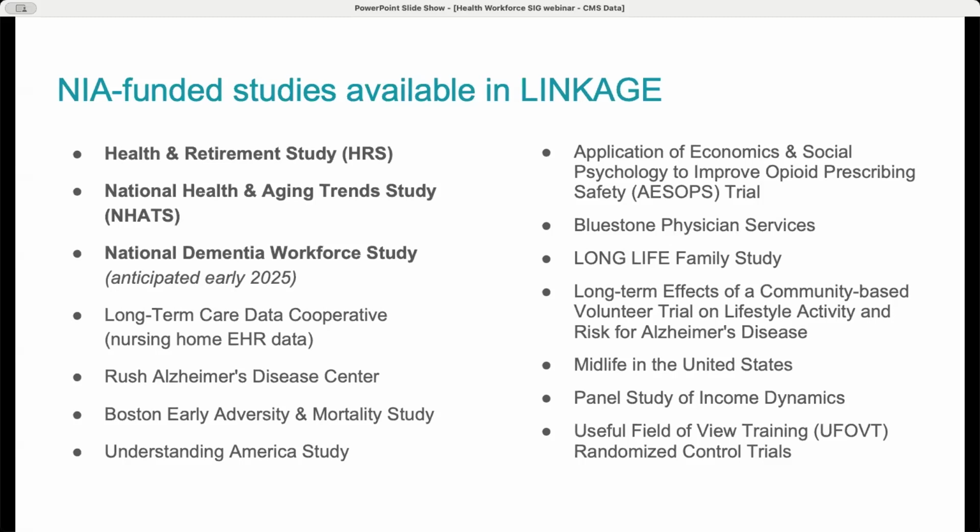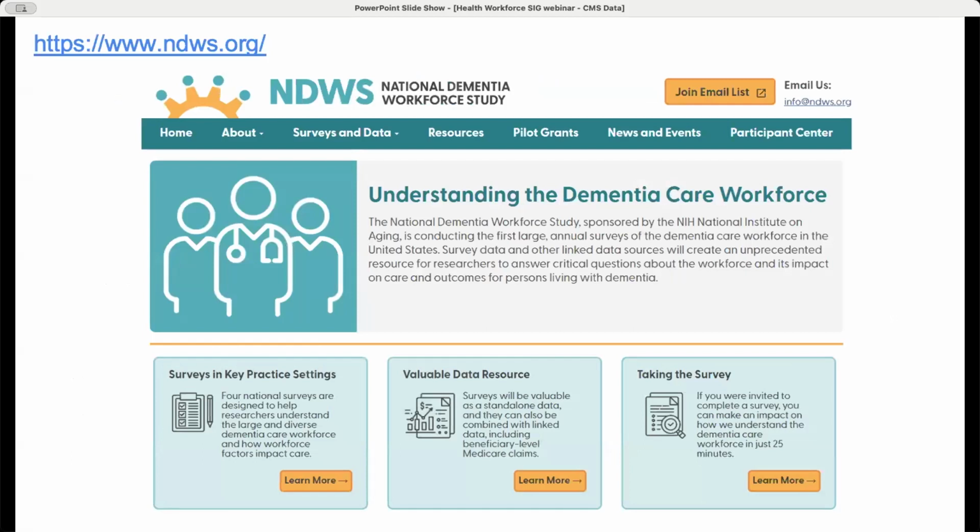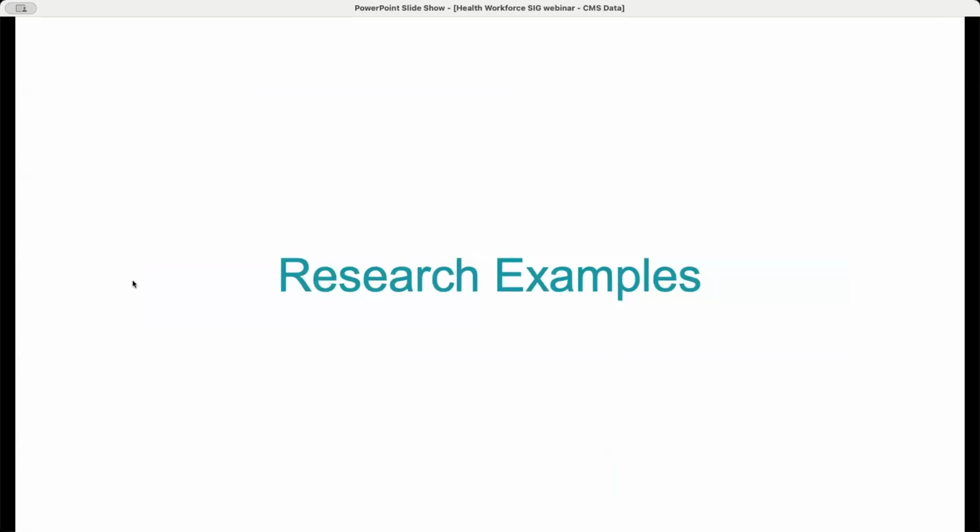And Uli, if you go to the next slide. Anyone that's interested in studying the dementia workforce, I would encourage you to go and take a look at this website. These are surveys that are going to be going out to staff of nursing homes, assisted living, home health agencies, and also clinicians, so physicians and nurse practitioners who take care of people with dementia. They're going to be getting survey data, and all that survey data will be available on Linkage, linked to claims data. That should be up on Linkage in early 2025. So just to be aware of that. And next, back to Uli.